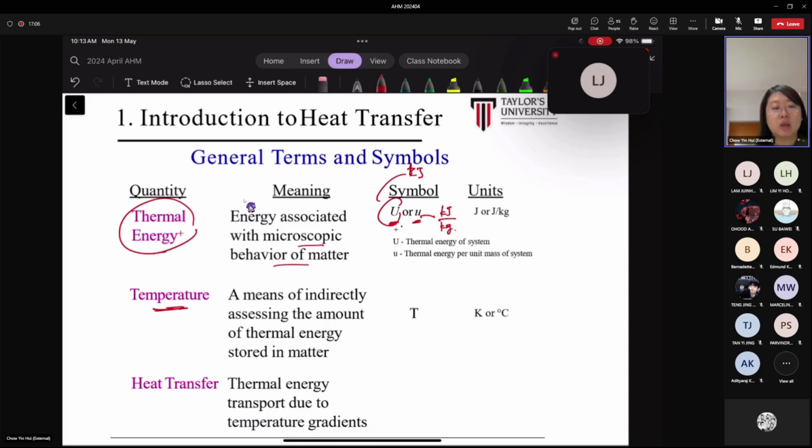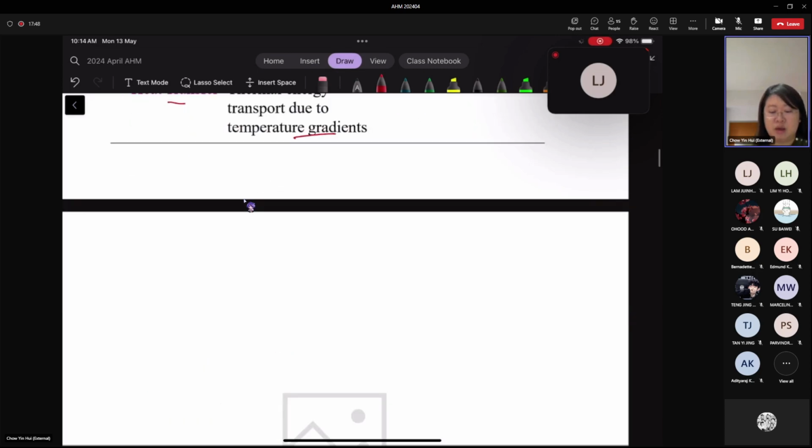While temperature is a scale, a physical quantity that allows you to denote how hot or how cold the system is. It's a means of indirectly assessing the amount of thermal energy stored in the matter. As we know, there are different scales: the Kelvin scale, the degree Celsius, the Rankine, and the Fahrenheit scale as well. But we will be using Kelvin and degree Celsius more often. Then the last one, which we mentioned just now, is heat transfer. Heat is a form of energy in transition due to temperature gradient.